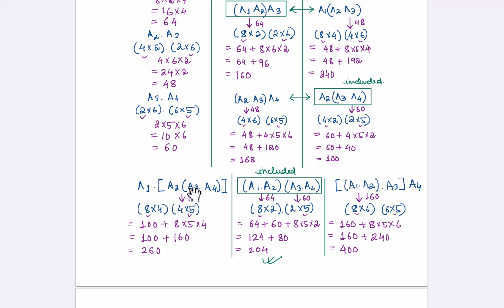Okay, in the first approach, A3 and A4 will be multiplied first, the result will be multiplied with A2, and the entire result will be multiplied with A1. Or we can do things separately. A1 and A2 will be separately multiplied, A3 and A4 will be separately multiplied, and the resultants will be multiplied. Or we can go this way, A1 into A2, the result with A3, and the entire result with A4.